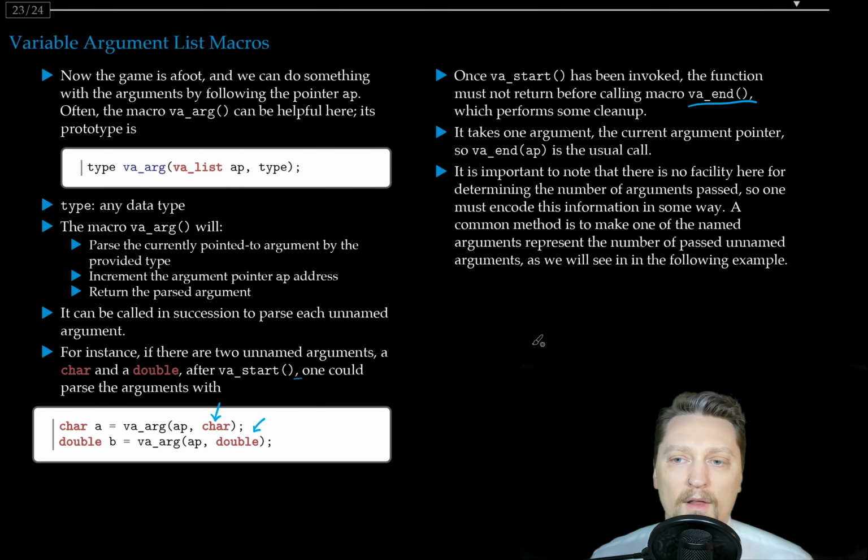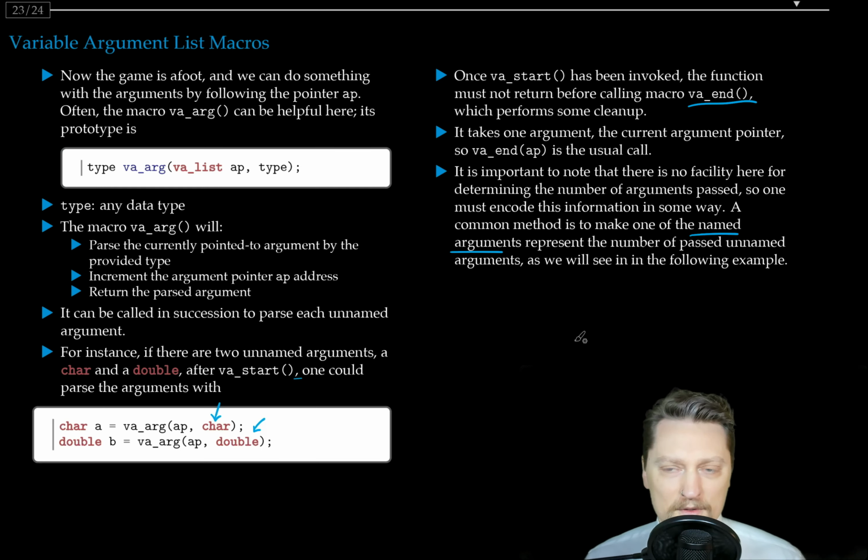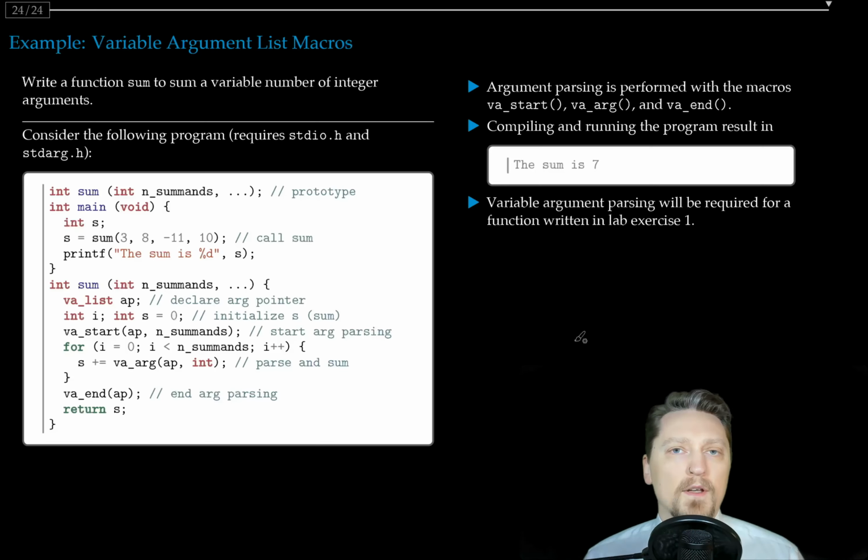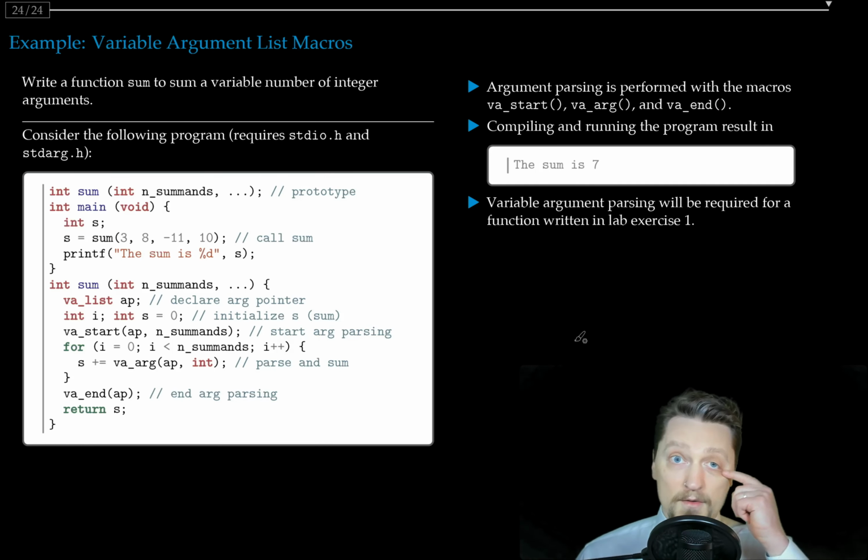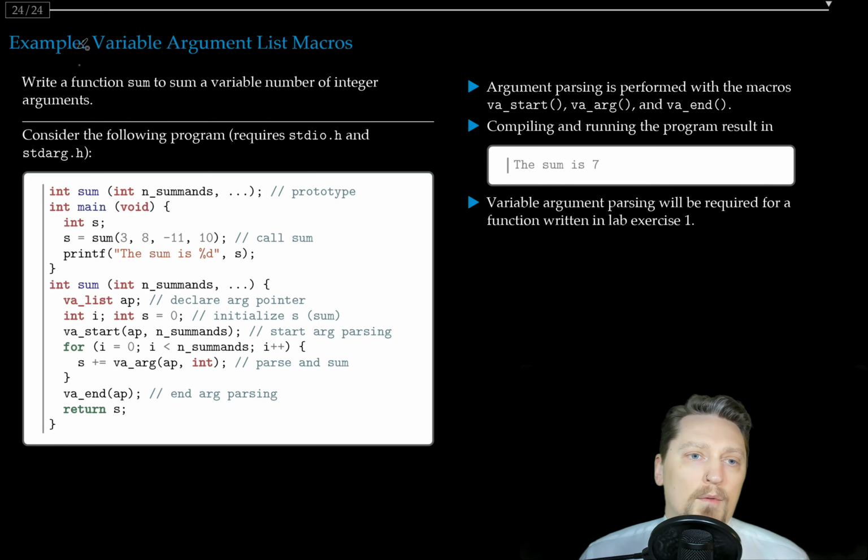It is important to note that there is no facility here for determining the number of arguments passed, so one must encode this information in some way. A common method is to make one of the named arguments represent the number of passed unnamed arguments, as we will see in the following example. So here's our variable argument list macros example. Write a function sum to sum a variable number of integer arguments.